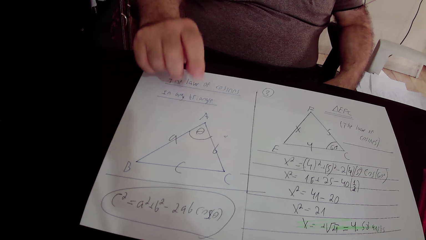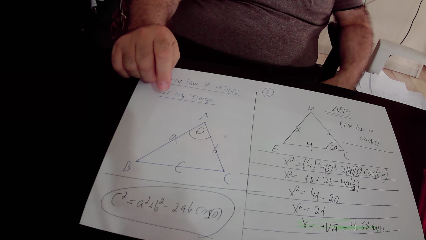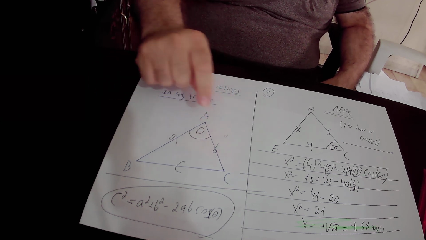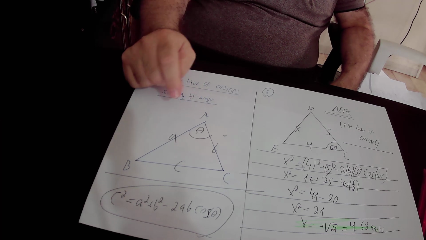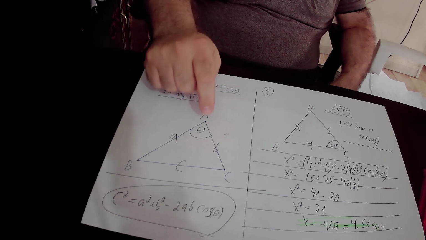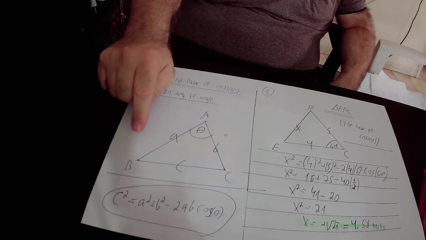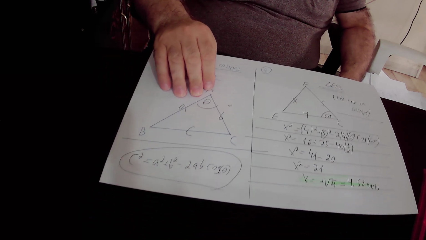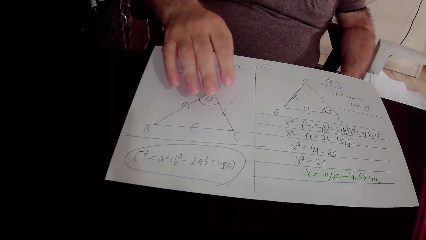So this triangle, triangle ABC, could be any triangle. We know that side AB equals a units in length, side AC equals b units in length, and the angle between side AB and side AC is theta. And we also know that side BC equals c units in length.